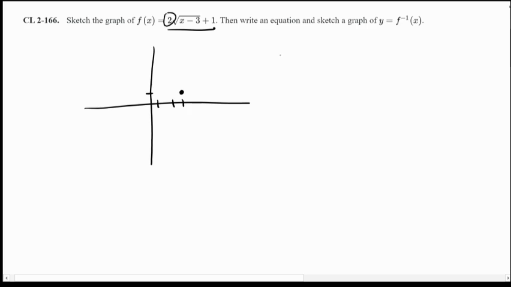So I'm going to make myself a little xy table here. My first point is going to be (3, 1), and then I'm going to plug in 4 and just do the math plugging in 4 for x here. So 4 minus 3 is 1, square root of 1 is 1, times 2 is 2, plus 1 is 3.